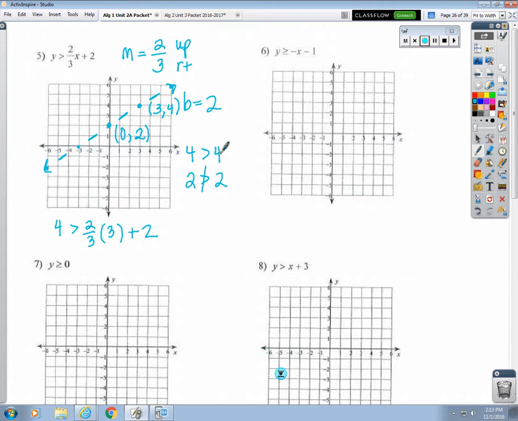Is 4 greater than 4? No. So see how that one didn't work either? So that leads me to believe that no point on this line, since it's dashed, will be a solution. Let me show y'all something really quickly, though. For those of you who immediately pick up your calculator to do this, let me show you how easy it is to do without your calculator.